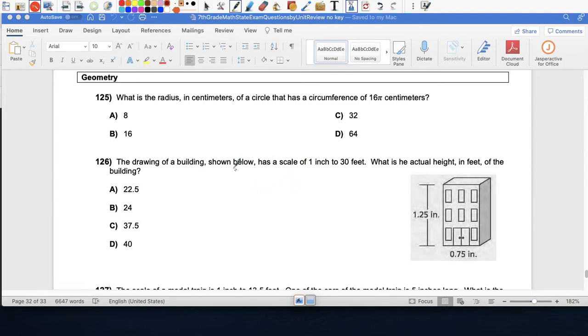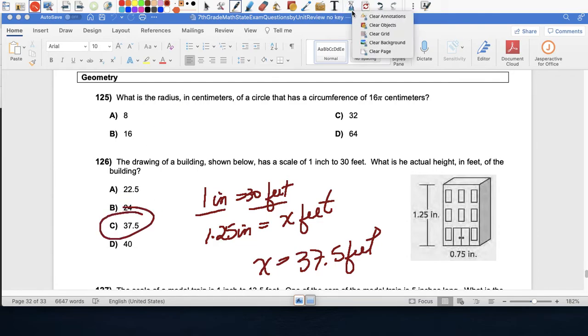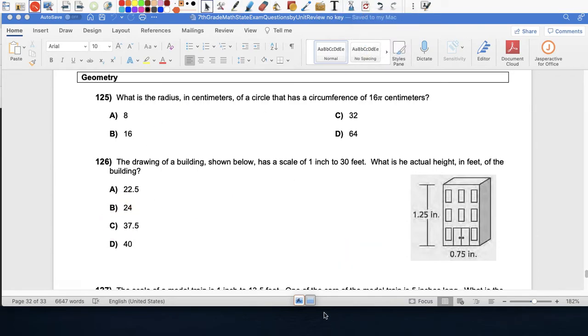What is the actual height in feet of the building? We have a scale: 1 inch is 30 feet. It's the height of the building in real life, so 1.25 inches equals how many feet? X feet. Cross multiply: x equals 30 times 1.25, or 37.5 feet.